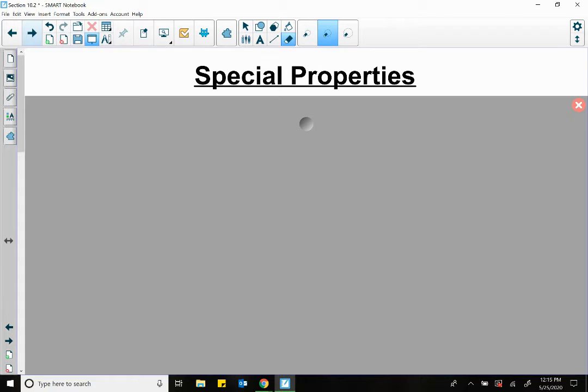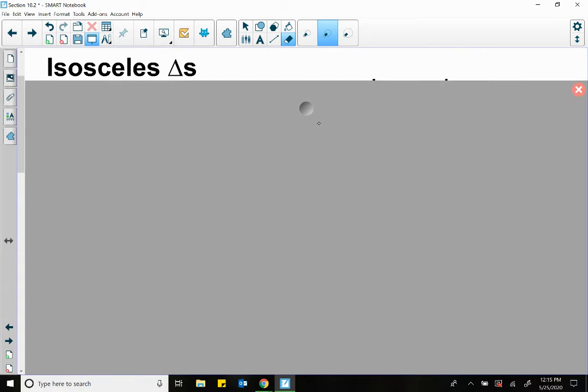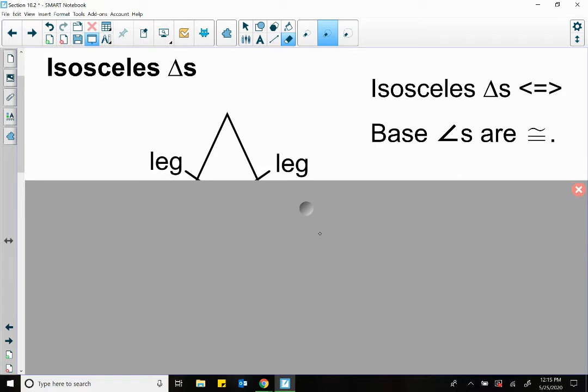All right, so let's talk about some special properties with triangles. There are lots of special properties, but the properties that I'm giving you right here are going to help you throughout the assignment. So I've highlighted the properties that you need to be able to remember in order to get through your assignment, and these help make things a little bit easier, okay? So special properties. The first one is with isosceles triangles, okay?